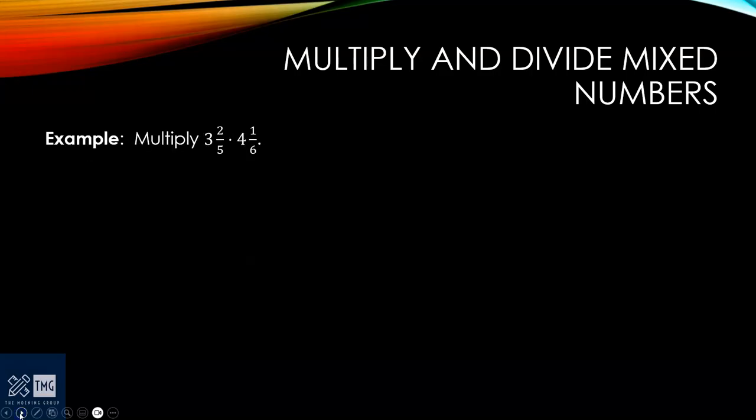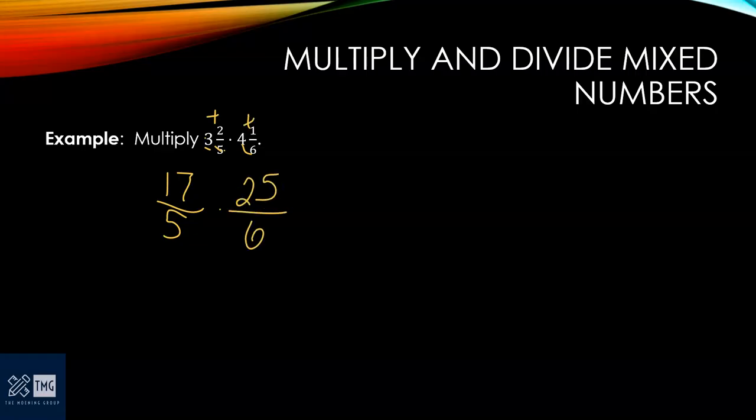Let's do some examples. Let's multiply 3 2/5 times 4 1/6. Again, our first step is to change to improper fractions. So remember, we take the whole number and we multiply by the denominator. So 3 times 5 is 15, add the numerator, and that gives us 17. Denominator stays the same. For my second fraction, I take 4 times 6, which is 24, add 1, and I get 25/6.